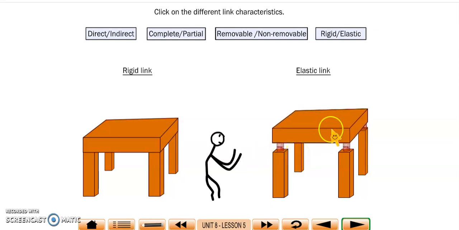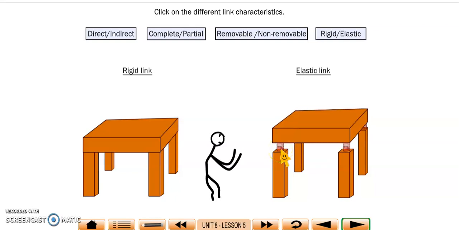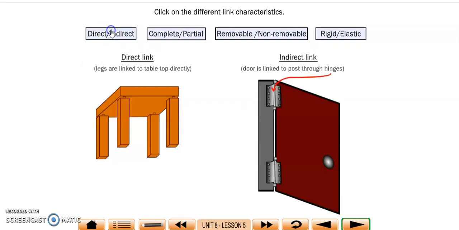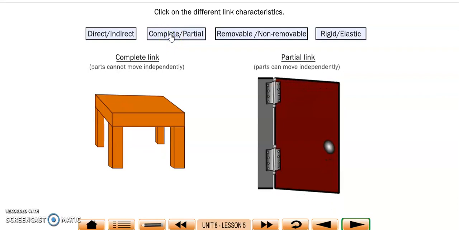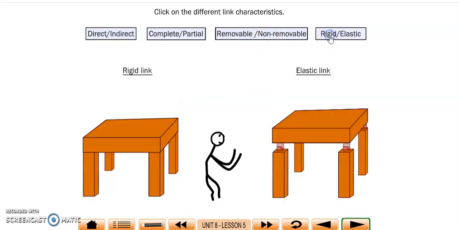And this is what we call the elastic or flexible link, that the piece that's attached will go back to its original shape. So you can think of, let's say, Velcro or elastic, or like in this case, a spring of some sort. So we take a minute to just look back at all of them. Direct, indirect, complete and partial, removable and non-removable or permanent, rigid and elastic or flexible.